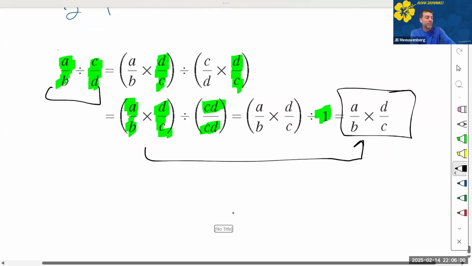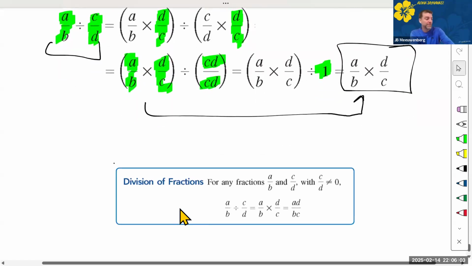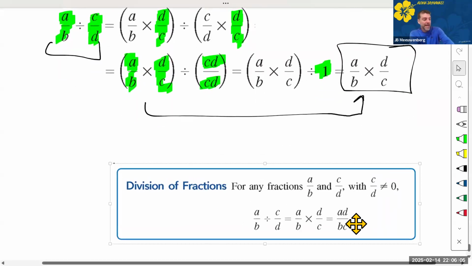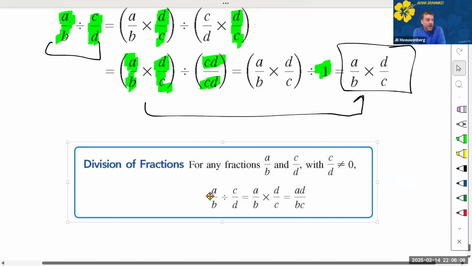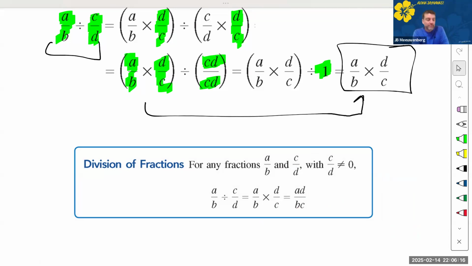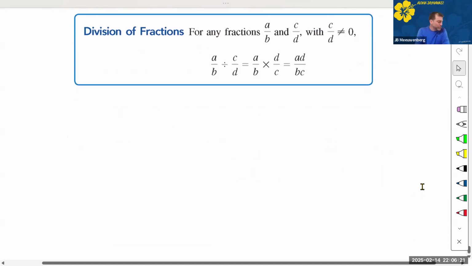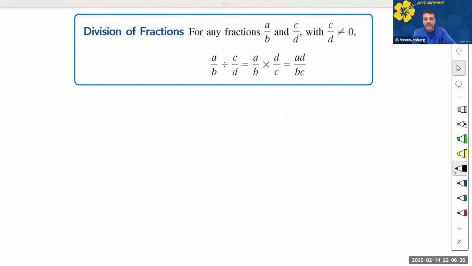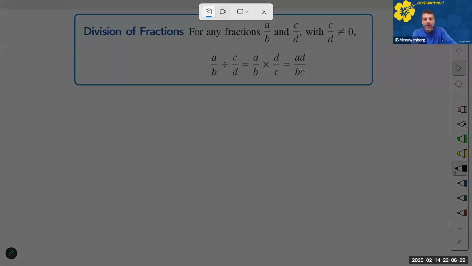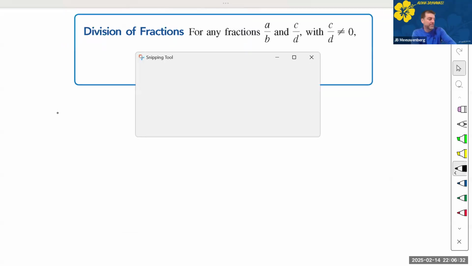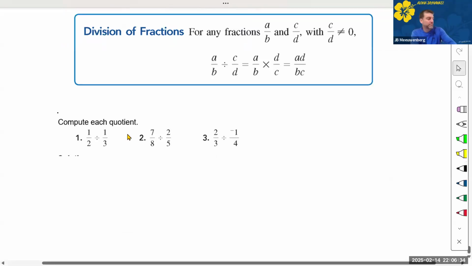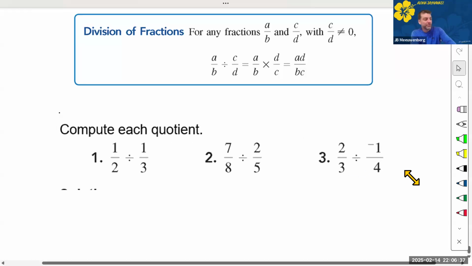And so here is how we often define division of fractions. For any fractions, A over B with C over D, A over B divided by C over D is equal to A over B times D over C. And so let's do a little bit of practice as we bring this video to a conclusion. So let's try these 3. I'll go ahead and put these up. You pause the video and then come back. All right, go ahead and pause and try these on your own.